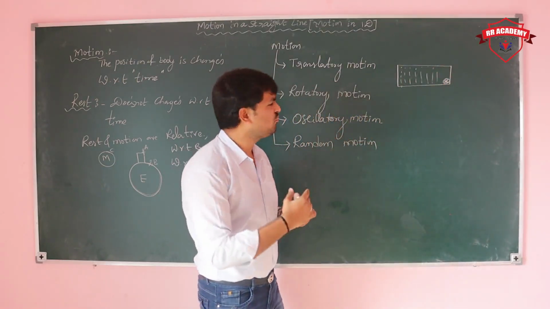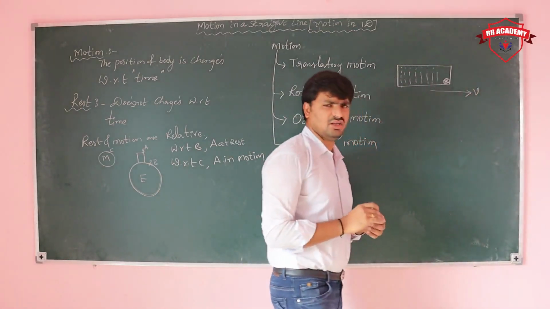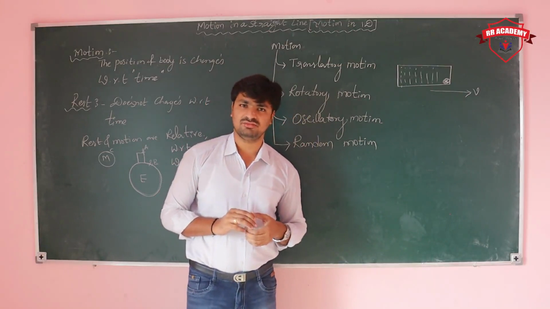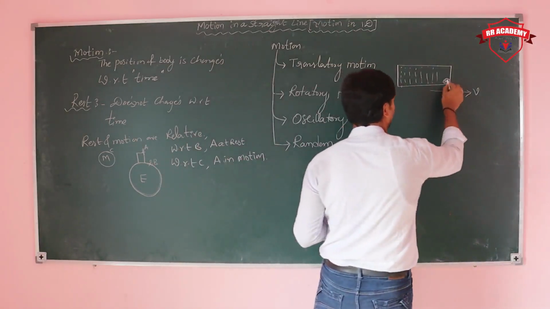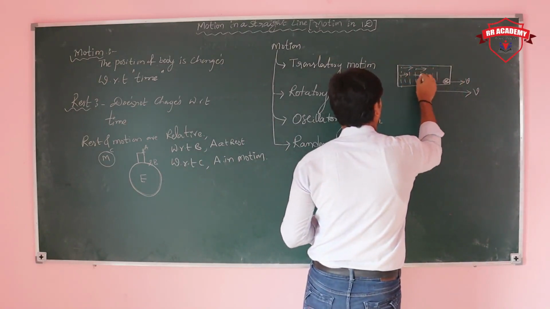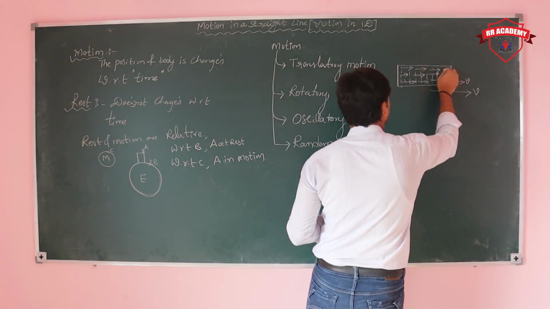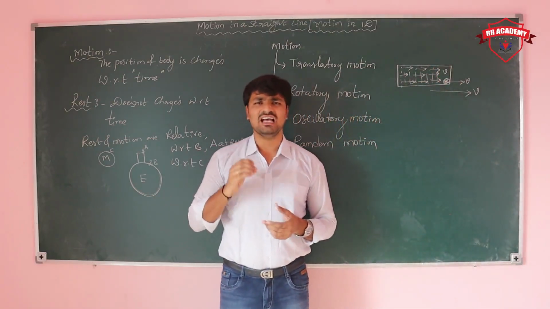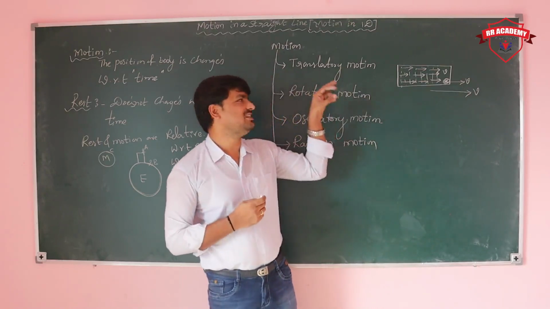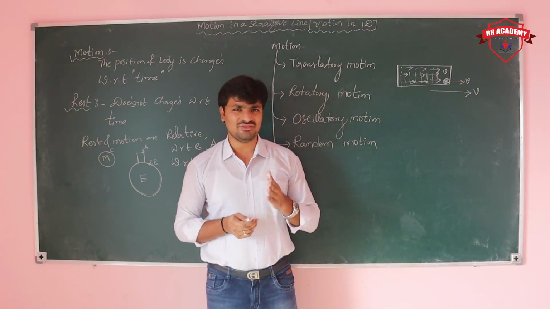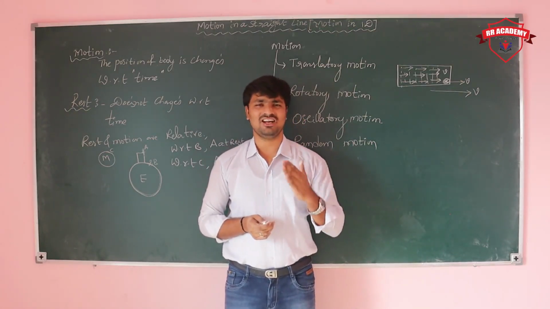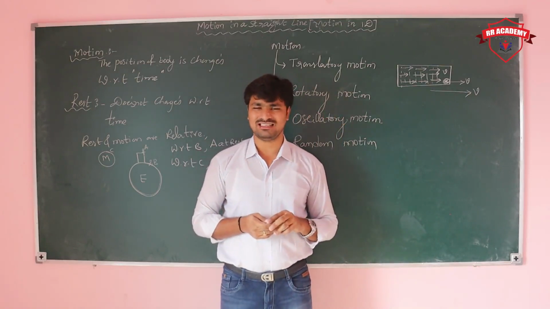Now the bus is moving in a straight line with velocity v. What about the velocity of the driver? The velocity of the driver is also v. What about the velocity of the passengers? Also v. So all particles of the body have the same velocity, same displacement, same acceleration. Then we can say the motion is translatory motion, simple translatory motion.